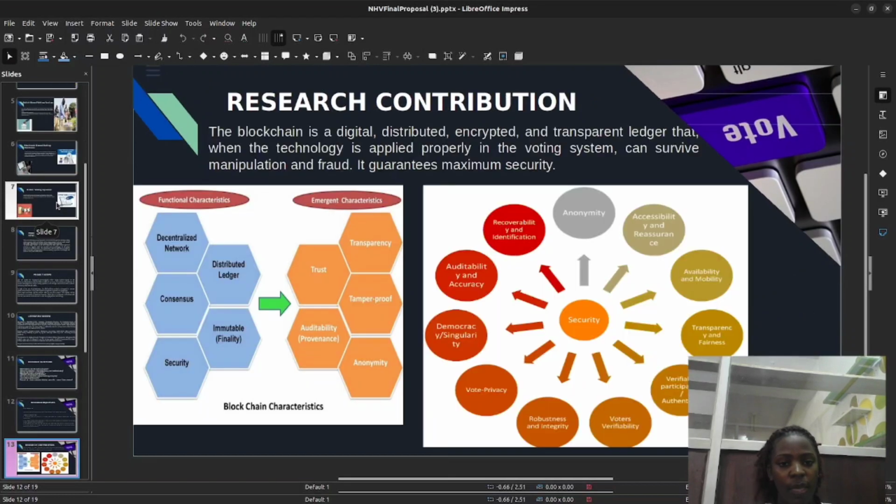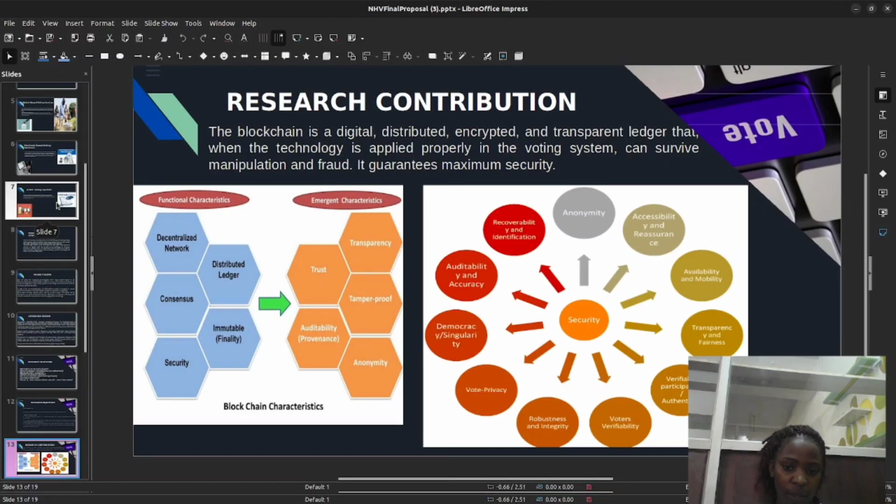Yes, after that, we go to the research contribution. What is our contribution of blockchain in the voting system? The blockchain is a digital, distributed, and encrypted transparent ledger that, when the technologies are applied properly in the voting system, can survive manipulation and fraud. So by doing that, it guarantees maximum security.